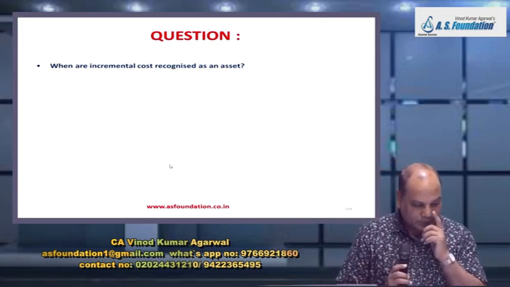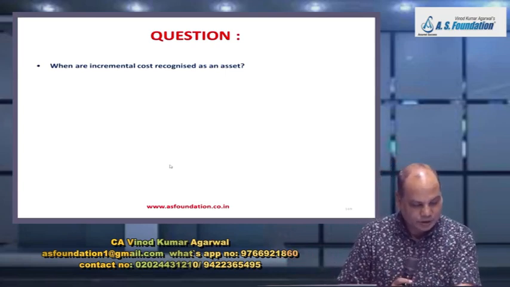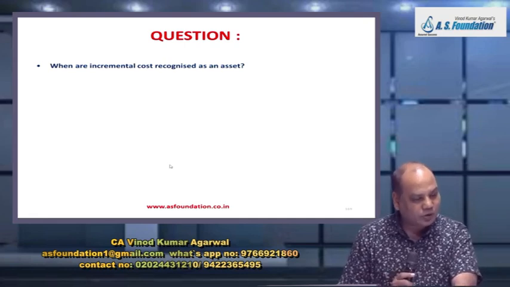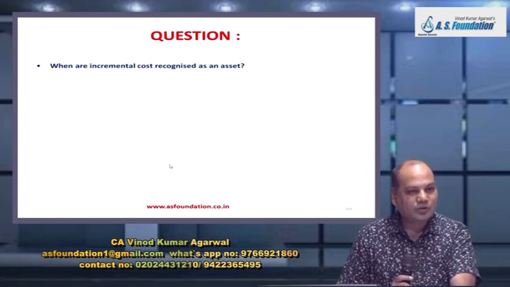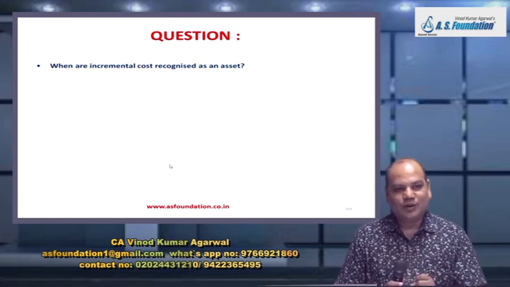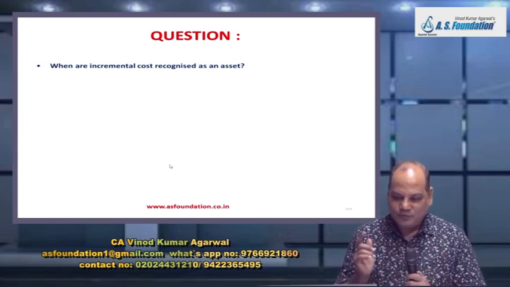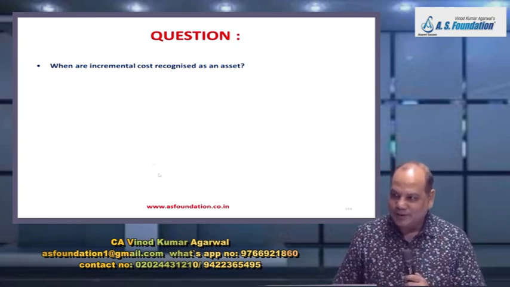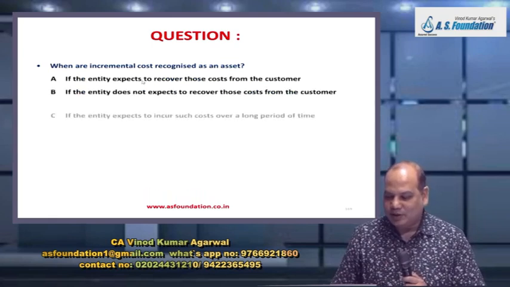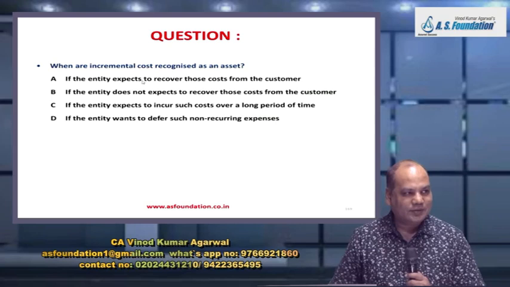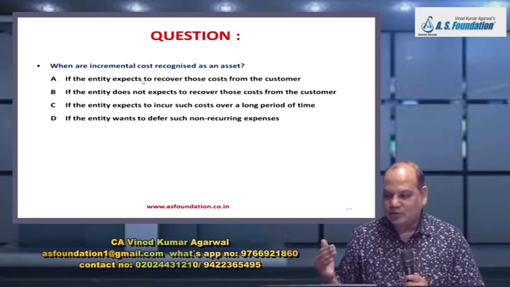In this example, it seems that the revenue is even. So accordingly, you can recognize the cost also. Okay, now one MCQ type question. What is MCQ type? One question, 4 options. What are the when are incremental costs recognized as an asset? Don't read the answer, only on the screen.